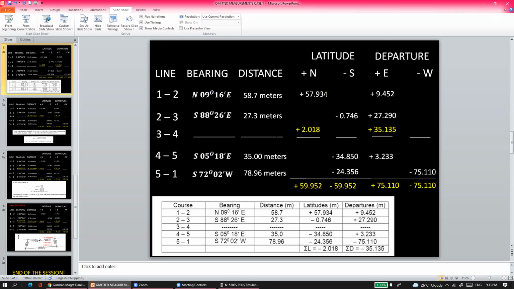Here, we see positive north. Why did I put the answer under the north of the latitude? Because our bearing is northeast. So if I am answering latitude and departure, I will place the answer under positive north and then positive east for this bearing. So we have the latitude and departure here. Why positive for east? Because when we draw the direction, east is to the right and north is upward, so both are positive.